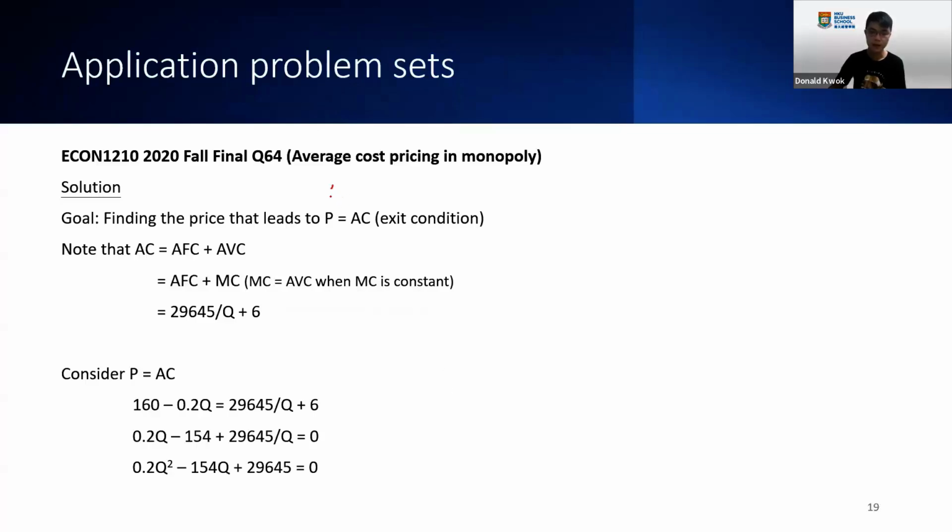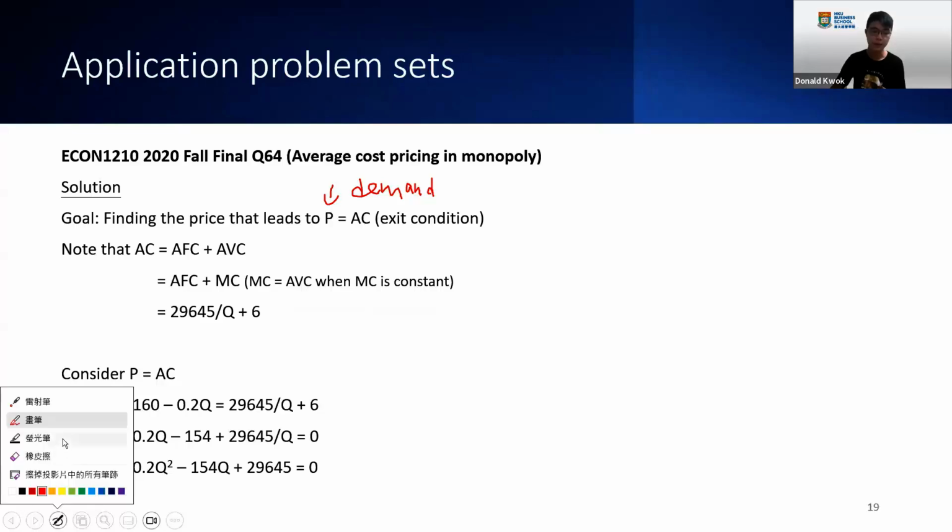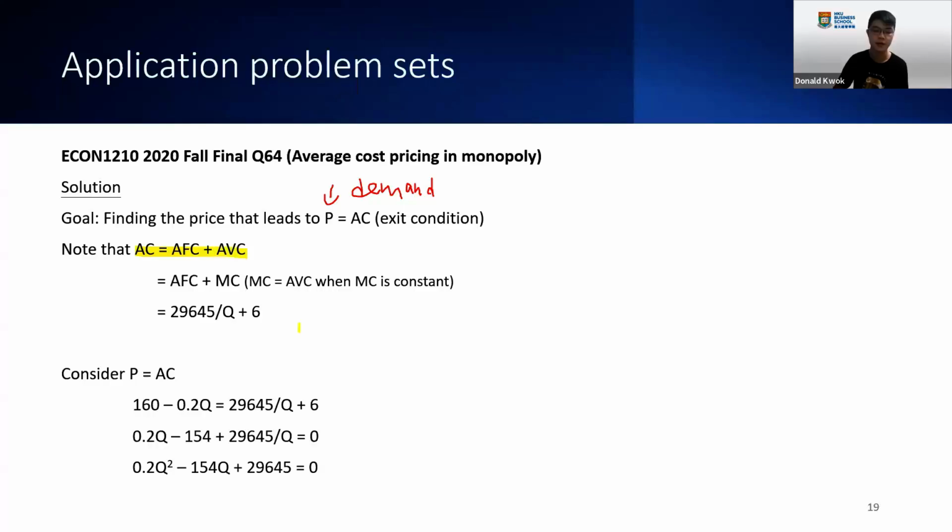So for the price side, it can be represented from the demand curve. Whereas for the average cost, we need to derive it on our own. So how can I do that? Average cost is decomposed into the fixed part and the variable part. So we have average fixed cost plus average variable cost. Okay, so for average fixed cost, it will simply be the fixed cost divided by quantity. And for the average variable cost, it will be the marginal cost.